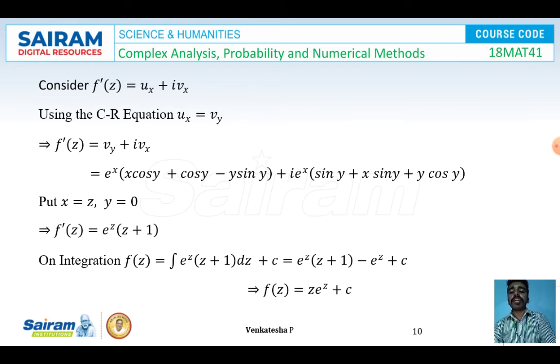So first keeping z + 1 as it is, integrating e^z, I got e^z only, minus differentiating z + 1, I got 1, and again integrating e^z, I got e^z here, plus constant c. So on simplifying this, we get the equation f(z) = z e^z + constant c.